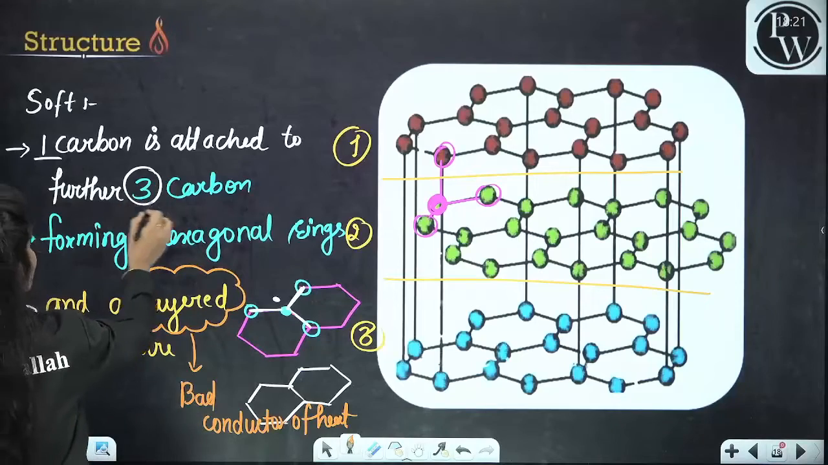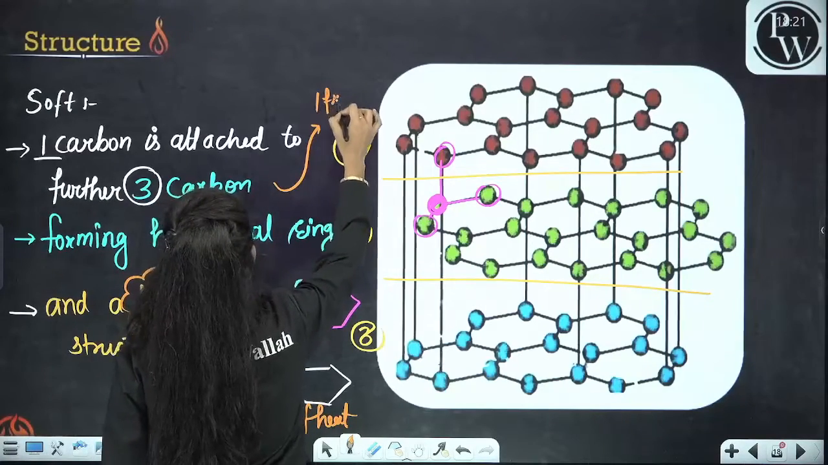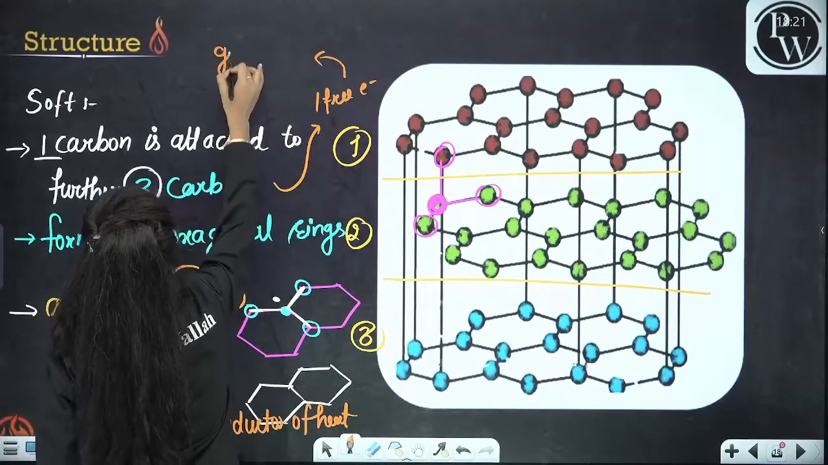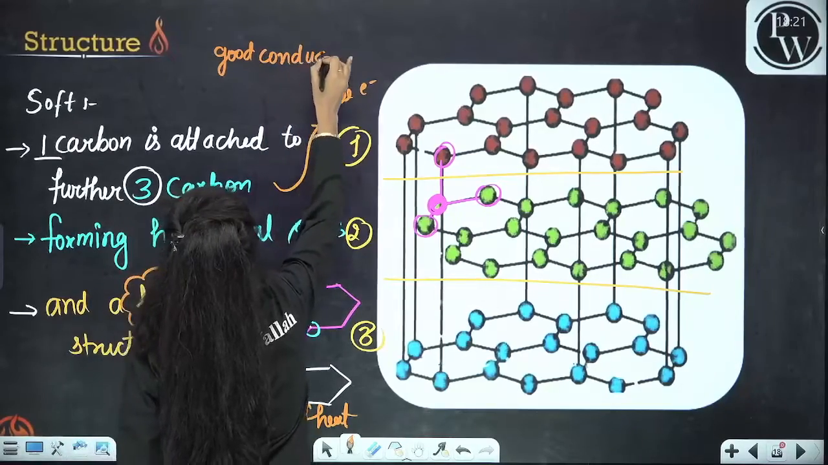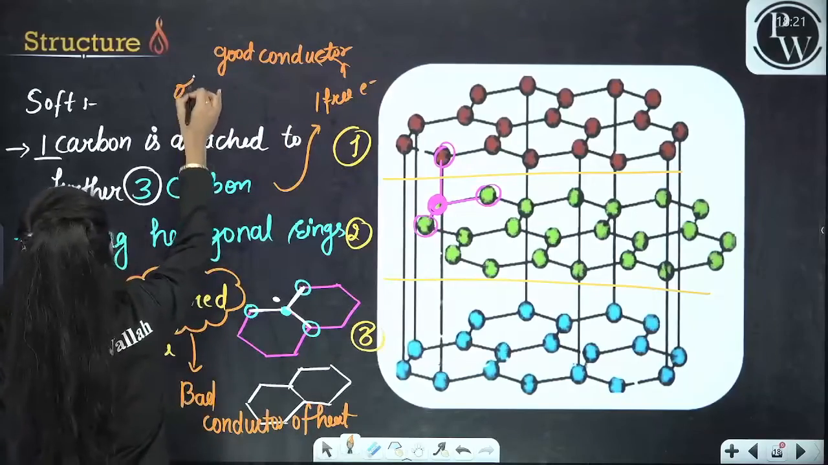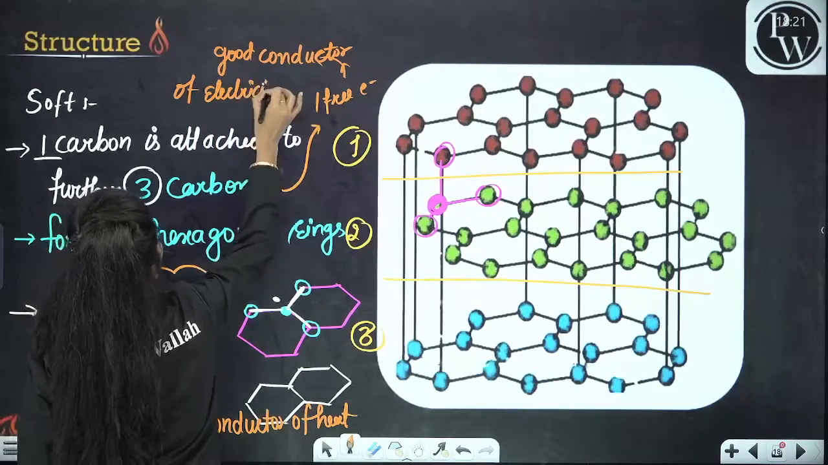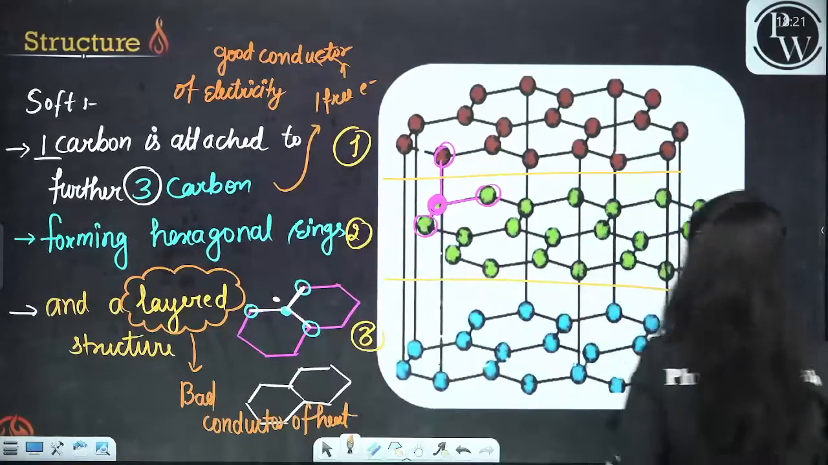And only 3 electrons are used, so basically 1 free electron. So it will be a good conductor of electricity. Are we good? Okay. So I hope this is very much clear to one and all.